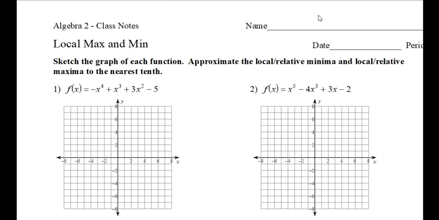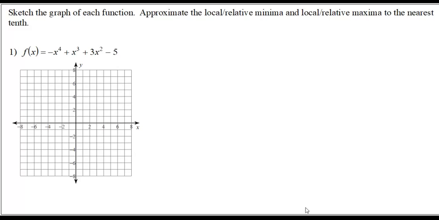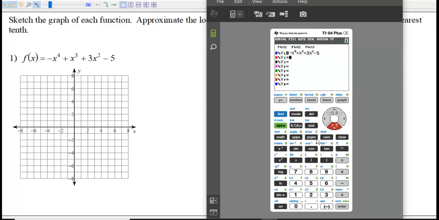Today I'd like to take you through one quick example of how to find a local maximum or minimum using your graphing calculator. In this particular problem, we're asked to sketch the graph of the function and then approximate the local or relative minimum and maximum to the nearest tenth. Let me go ahead and open up the graphing calculator.